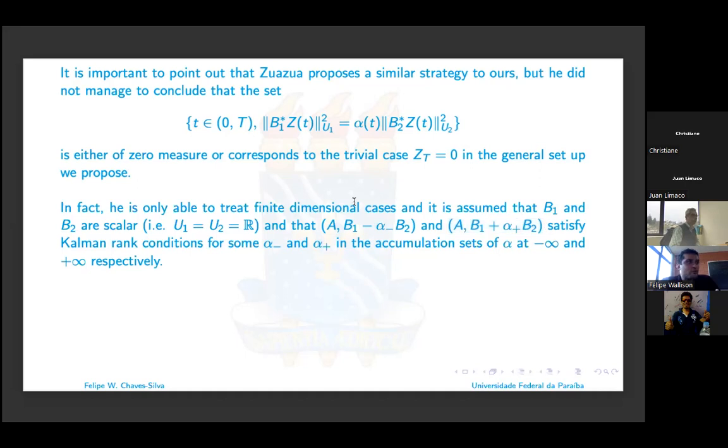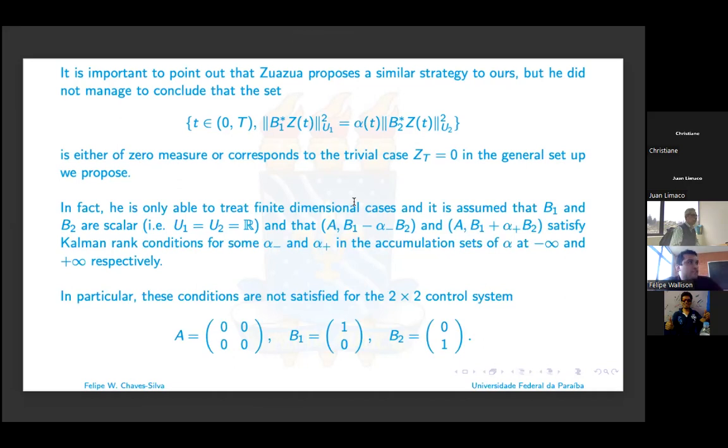And in particular, Zuazua's result is not so profound, as I said, because, for instance, he cannot treat very simple systems such as this one.